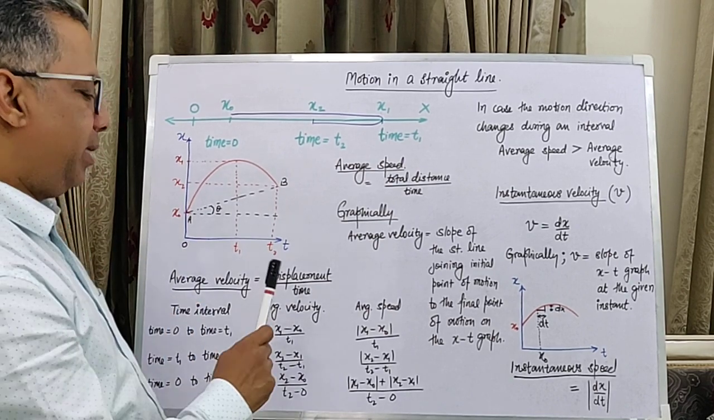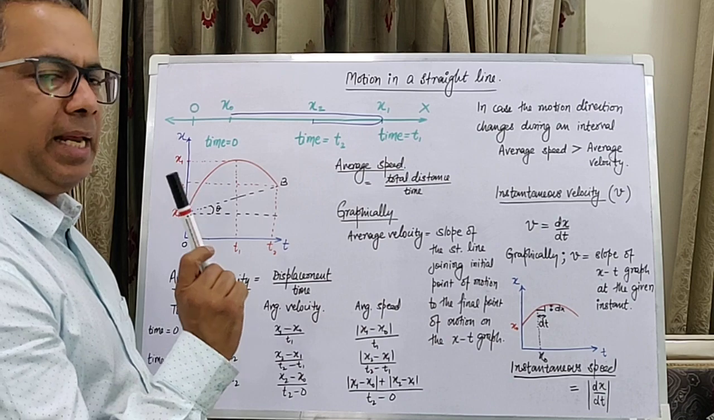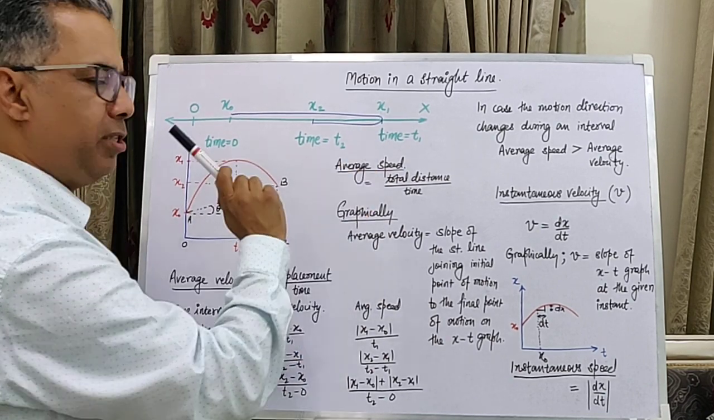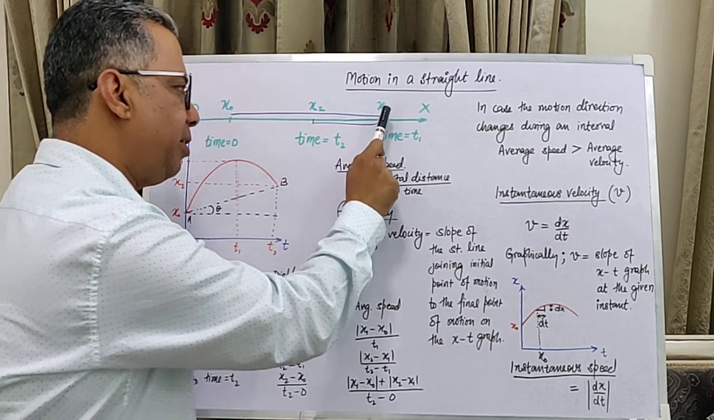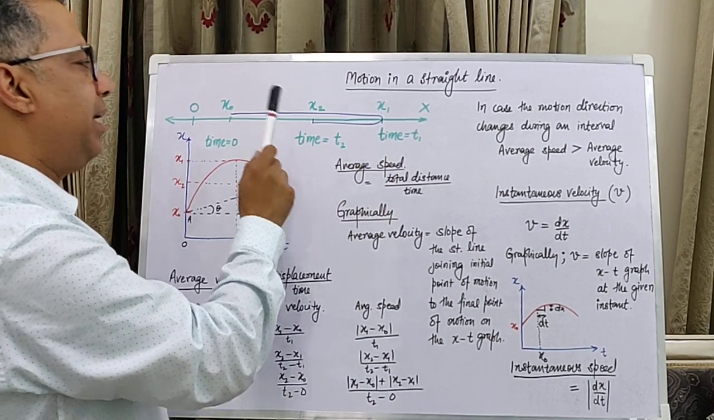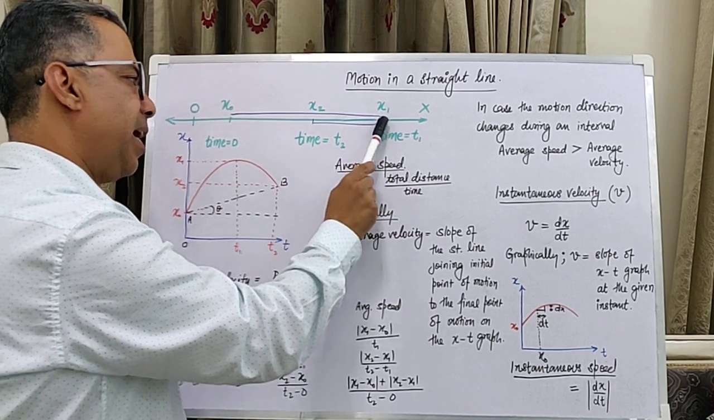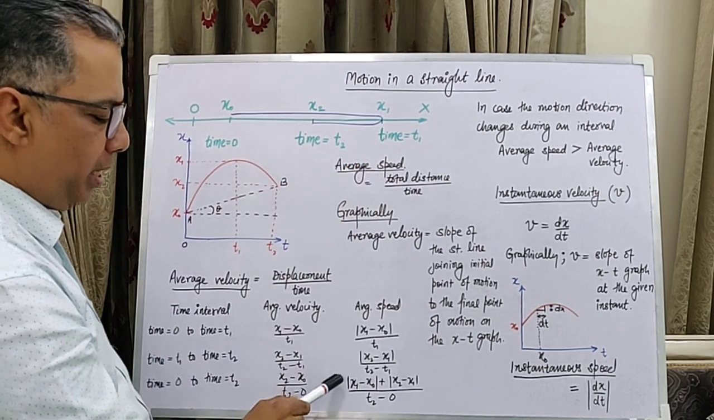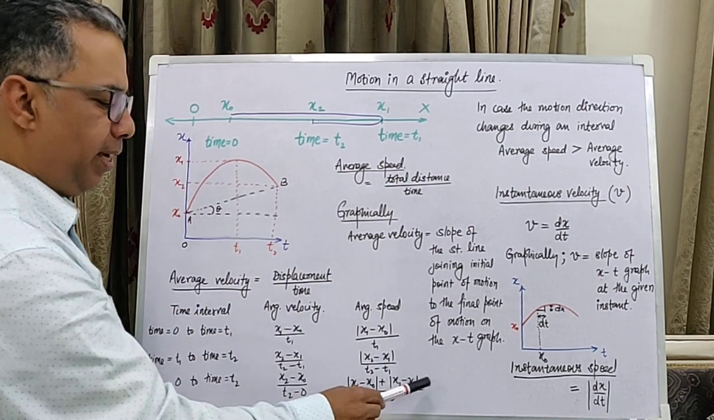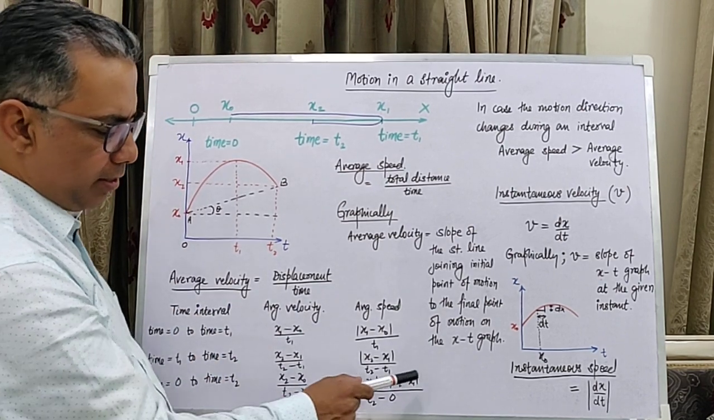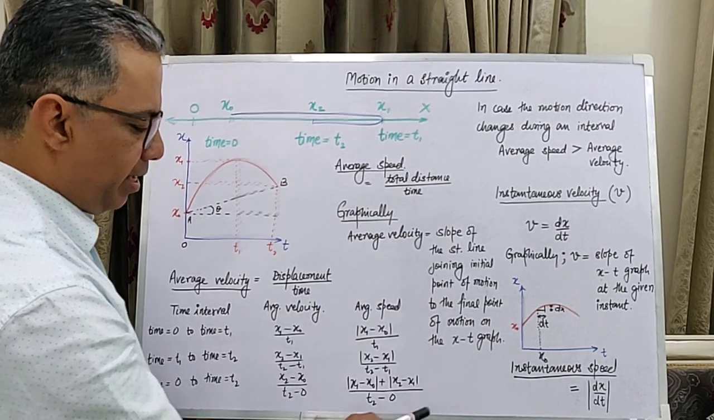Now remember, if you're calculating distance in any straight line motion scenario and there is a reversal in direction, there is a change in direction, then the distances before and after the direction change must be calculated separately and added. And so this way here we get the total distance and divide it by the time t2 minus 0, we get the average speed.